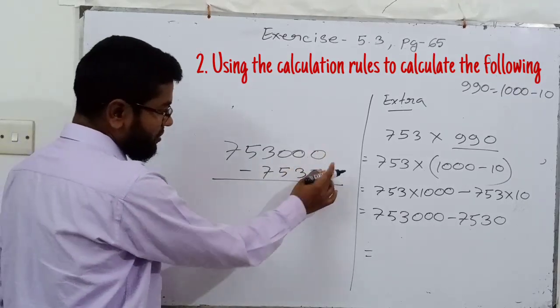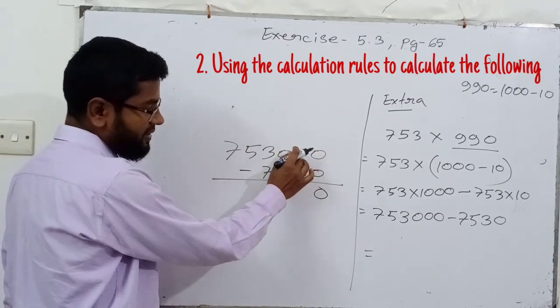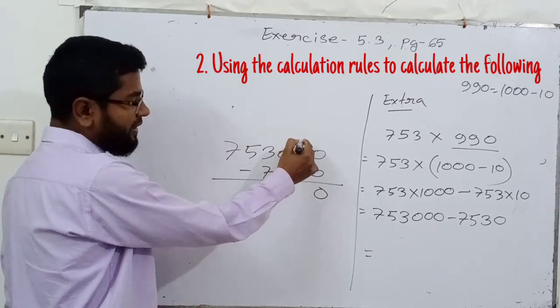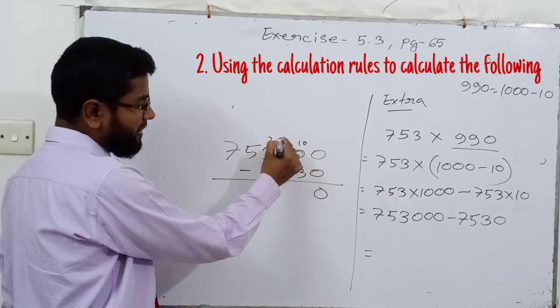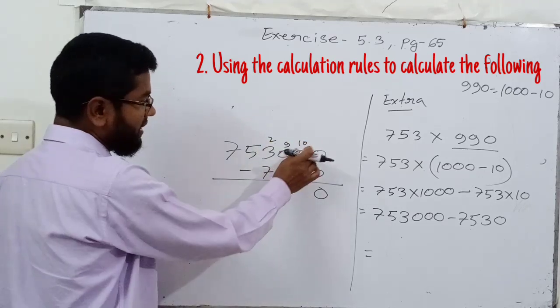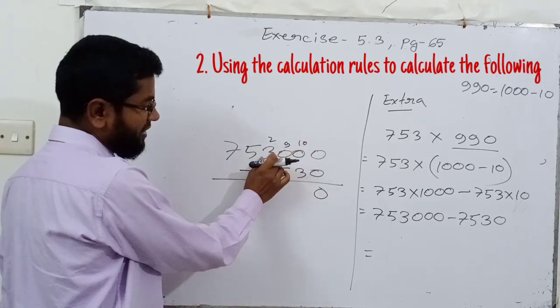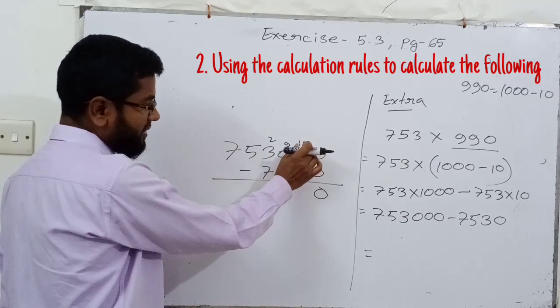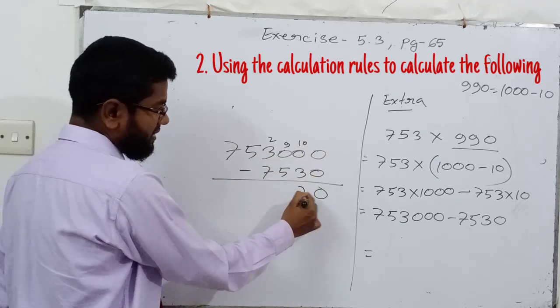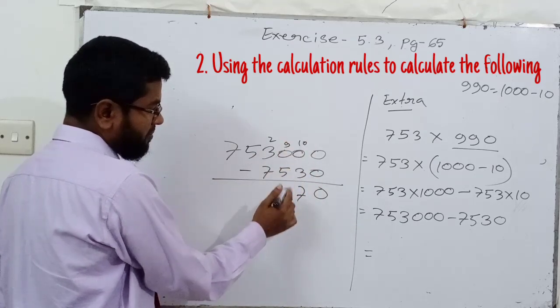Subtract 0 0. Here is 0 minus 3. It become 10. It become 9. It become 2. Already we have understood why it become 9 here. Here it would become 10. 10 minus 3 is 7. 9 minus 5 is 4.